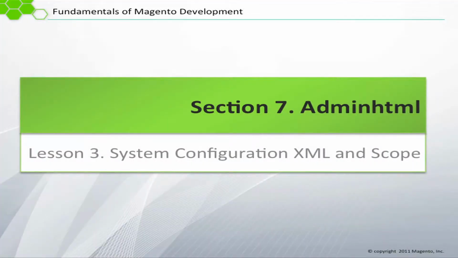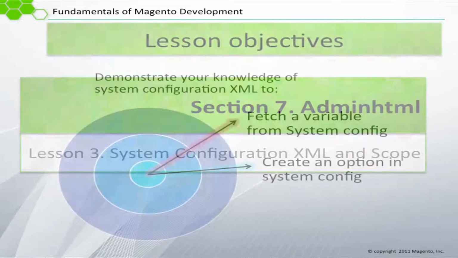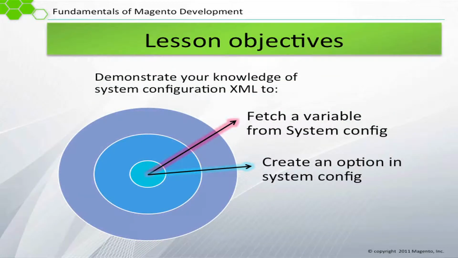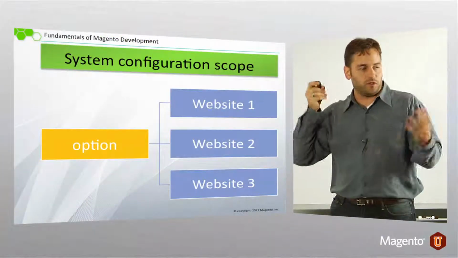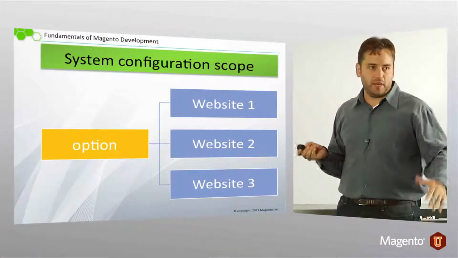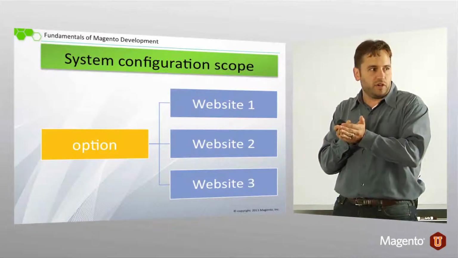So now we're going to look at system config XML. This involves that system configuration view. Obviously in system configuration, we have these different scopes. An option can be tied to a website or to a store, store being the most specific and the highest priority setting.